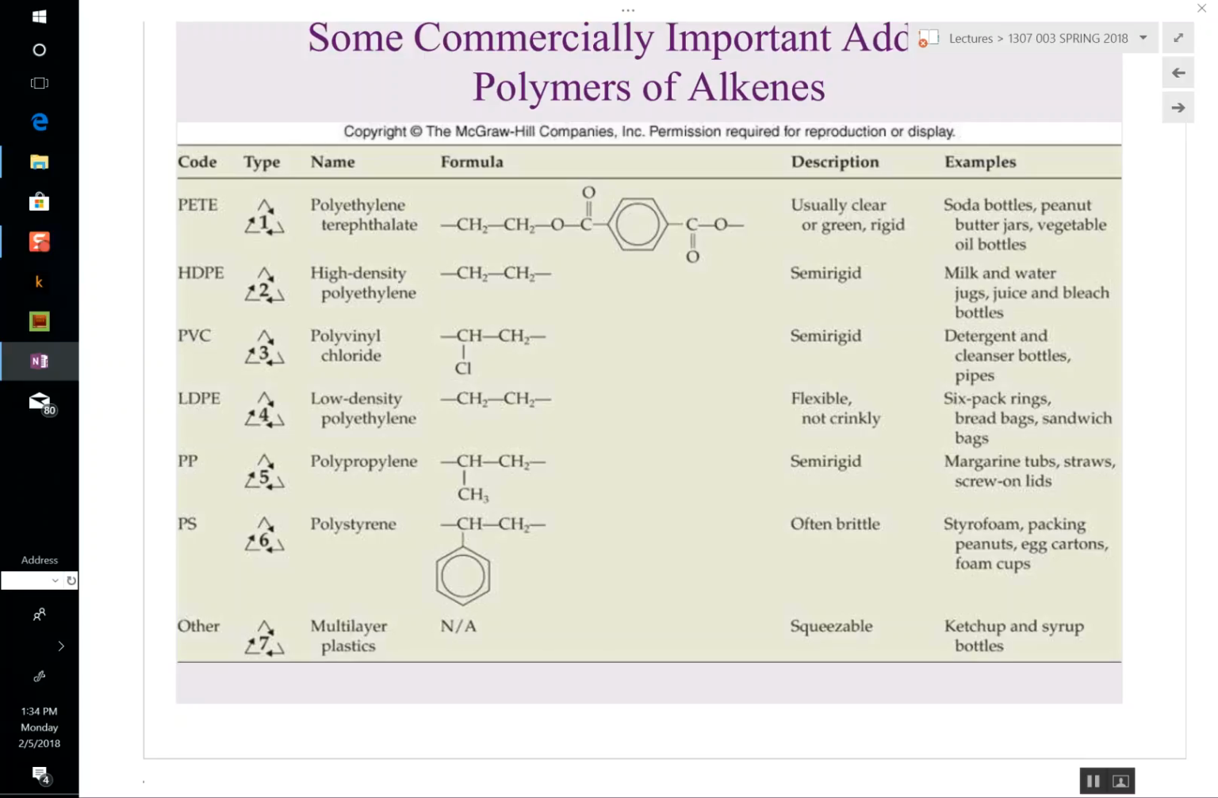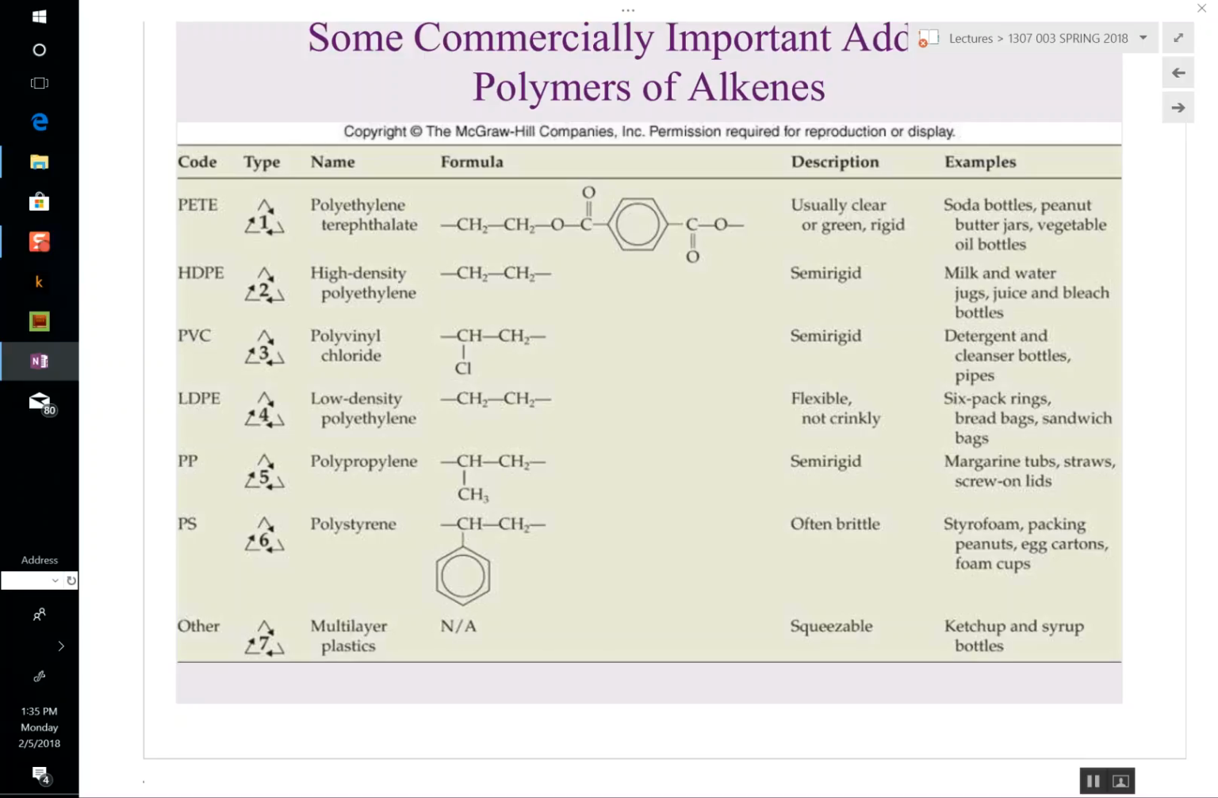Here's Ziploc baggies. Low density polyethylene, PE standing for polyethylene. Milk jugs, which are higher density, more rigid, high density polyethylene. So both of those are polyethylene, just different molecular weights, different degrees of polymerization.